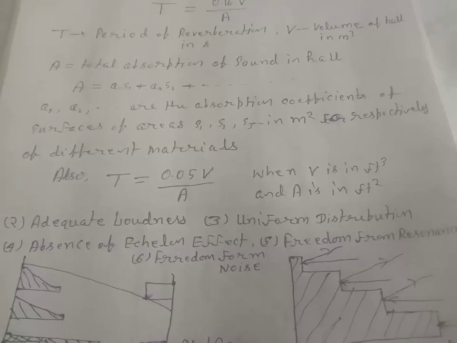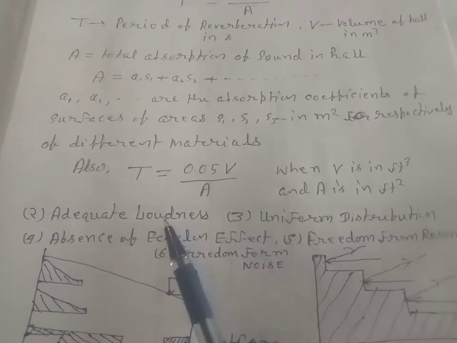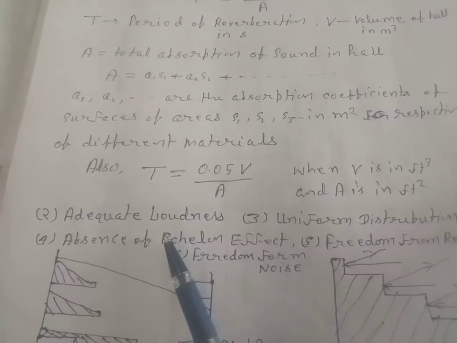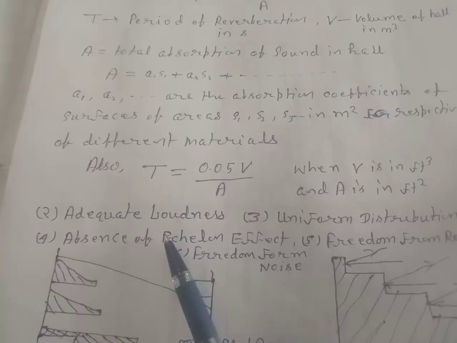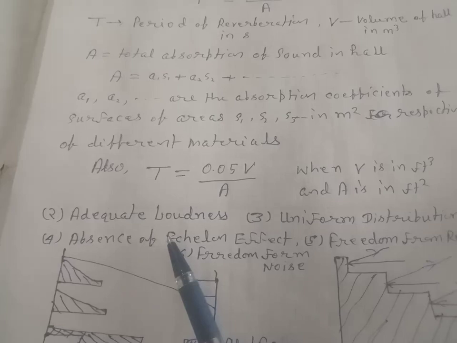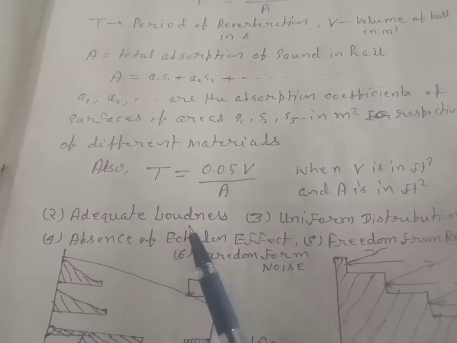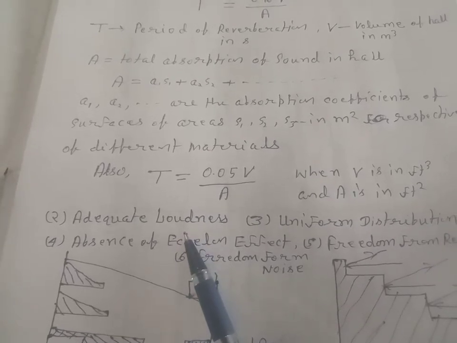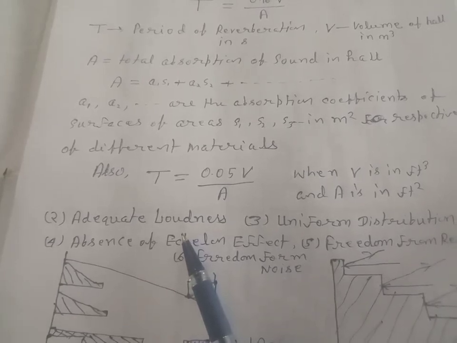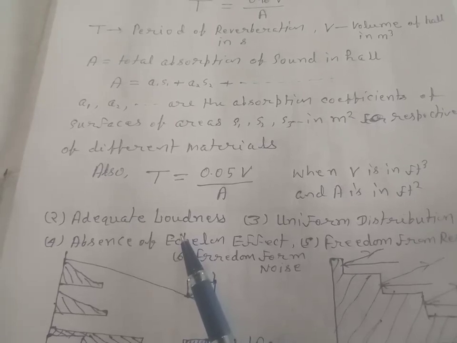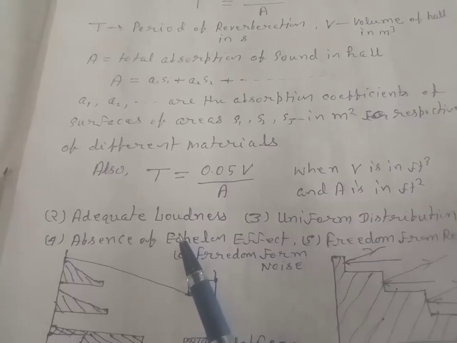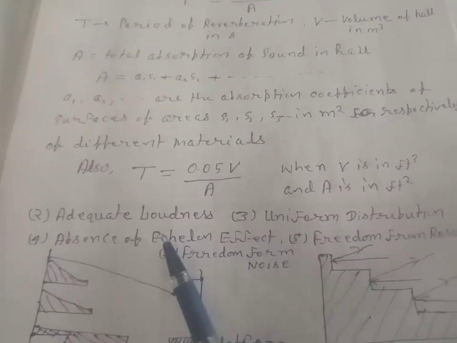Now, adequate loudness. In a public hall, the sound which reaches an audience must be sufficiently loud, and this can be achieved by placing large wooden boards near and behind the speaker. Then the sounds reflected from them reach the listener within 1/20 second of direct sound and increase loudness without creating confusion.